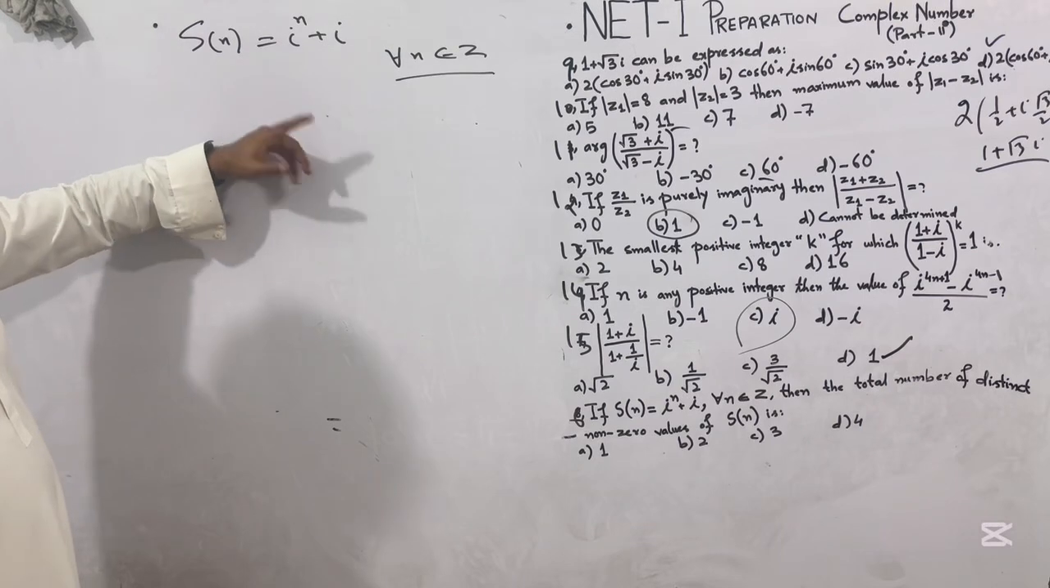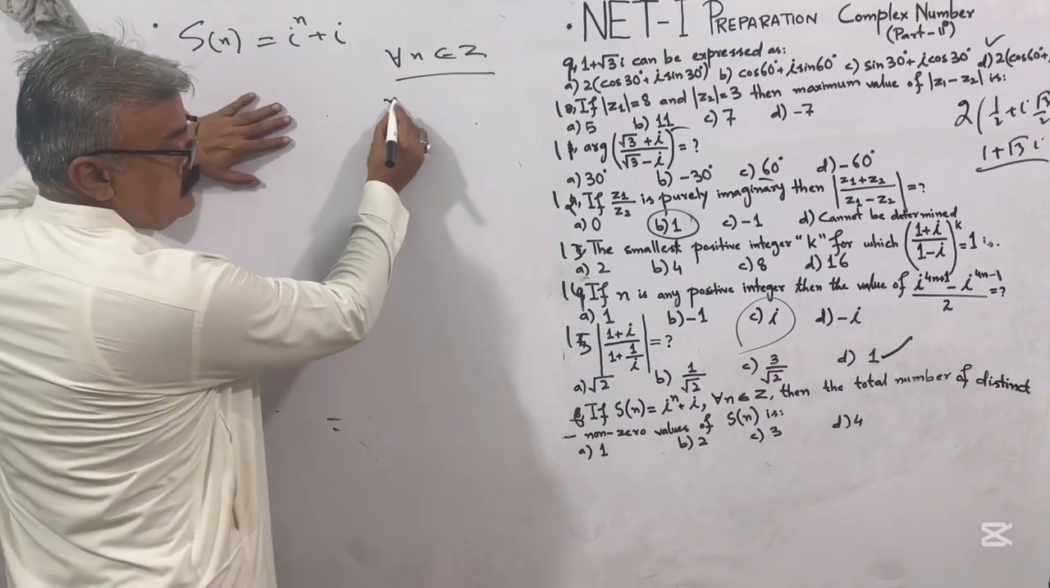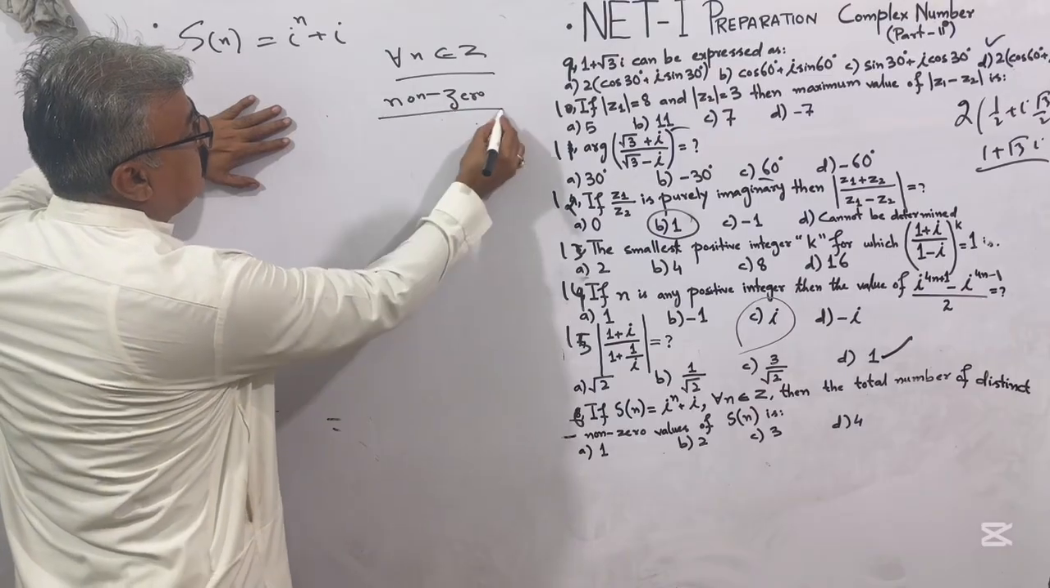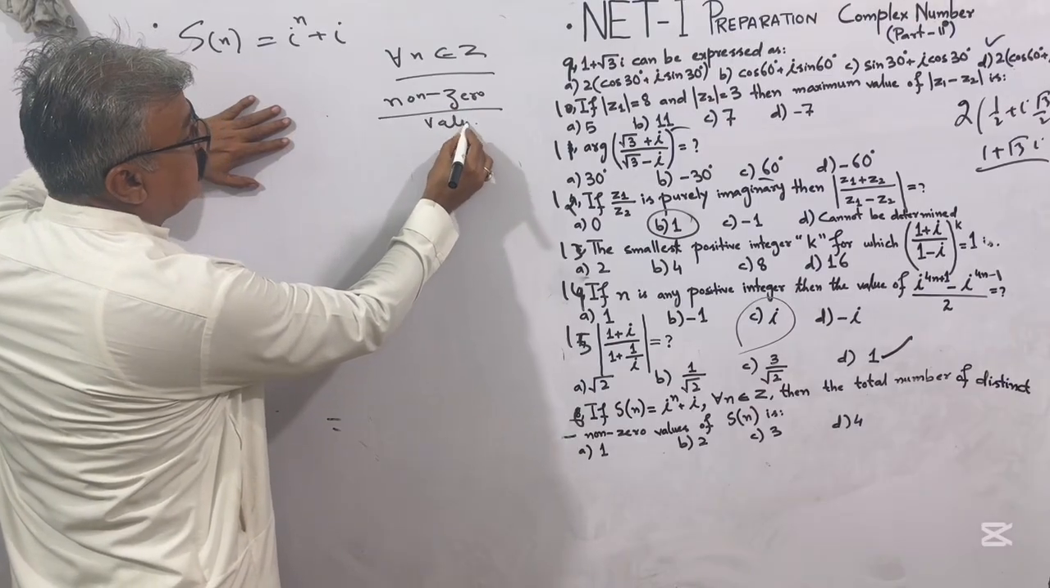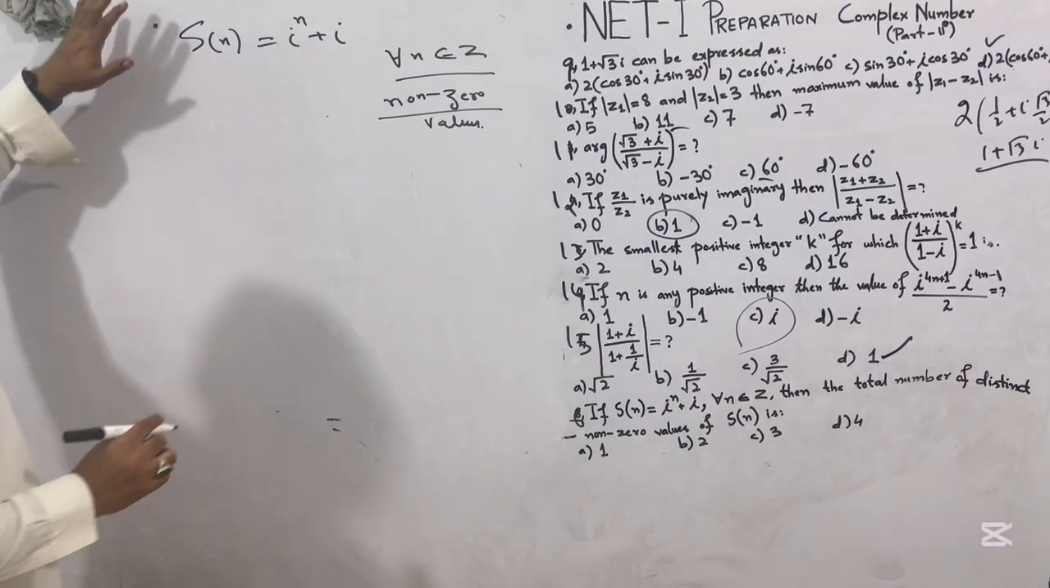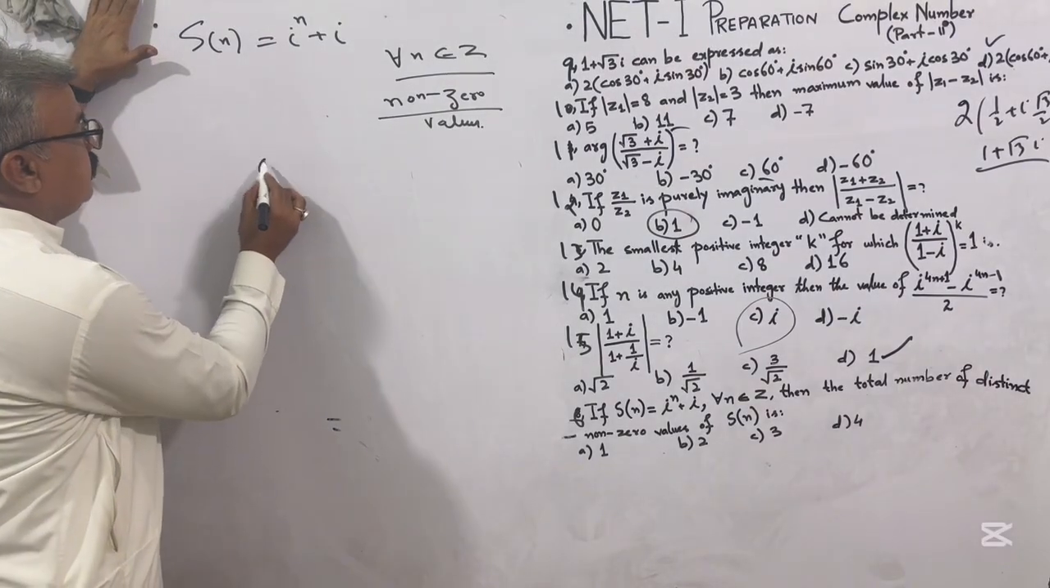How many distinct non-zero roots? Non-zero values of this one. Non-zero means we cannot accommodate zero. Non-zero values. Okay, cool. Don't go here and there. Just simply stick to this one.